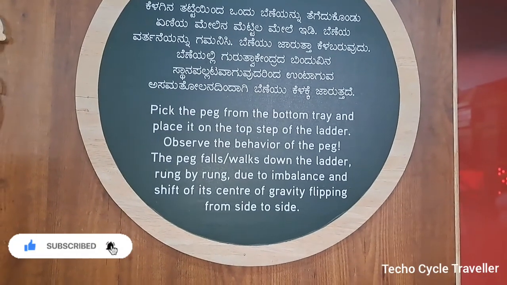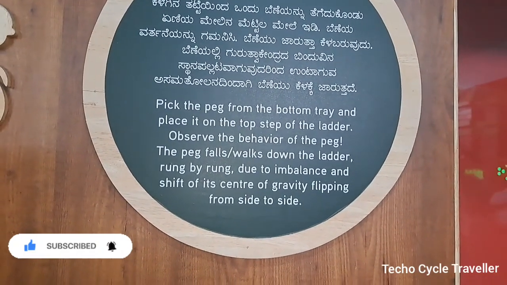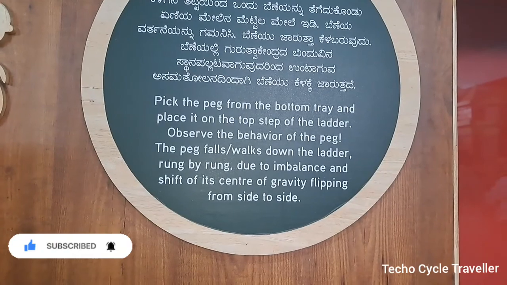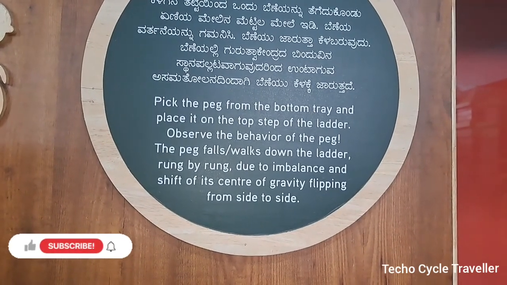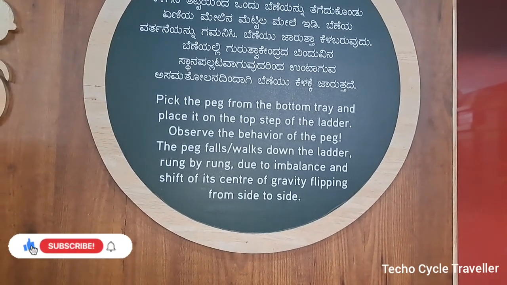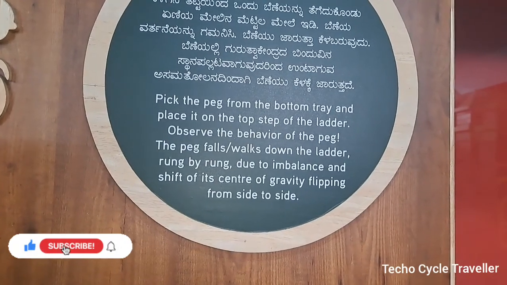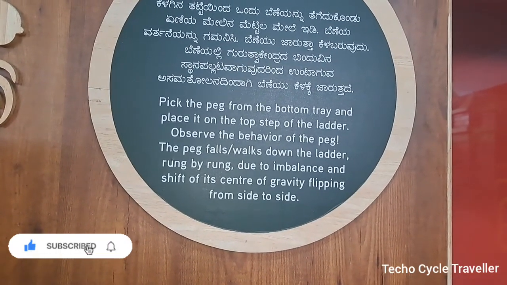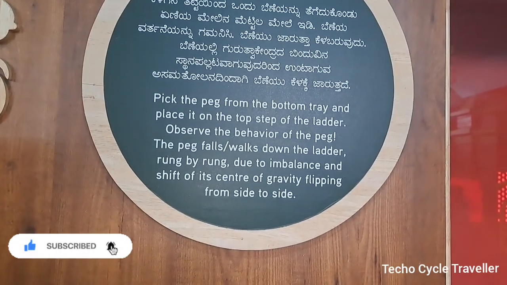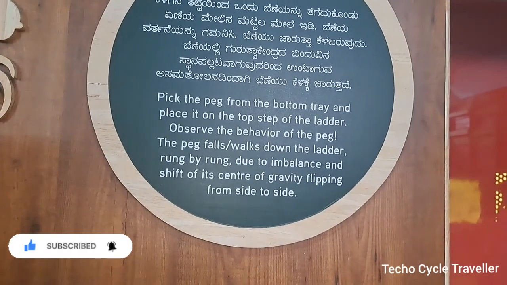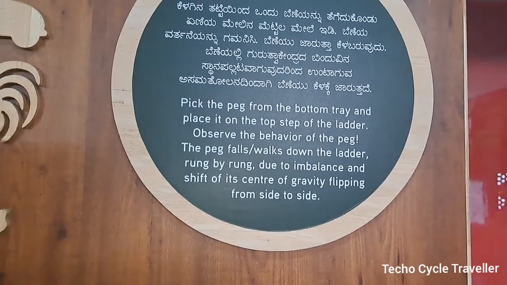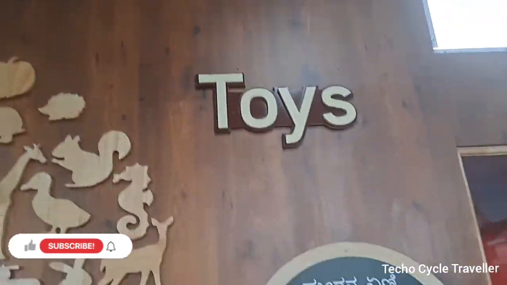Take the toy from the bottom tray and place it on the top step of the ladder. Observe the behavior. The toy falls and walks down the ladder due to imbalance and shift of its center of gravity from side to side.